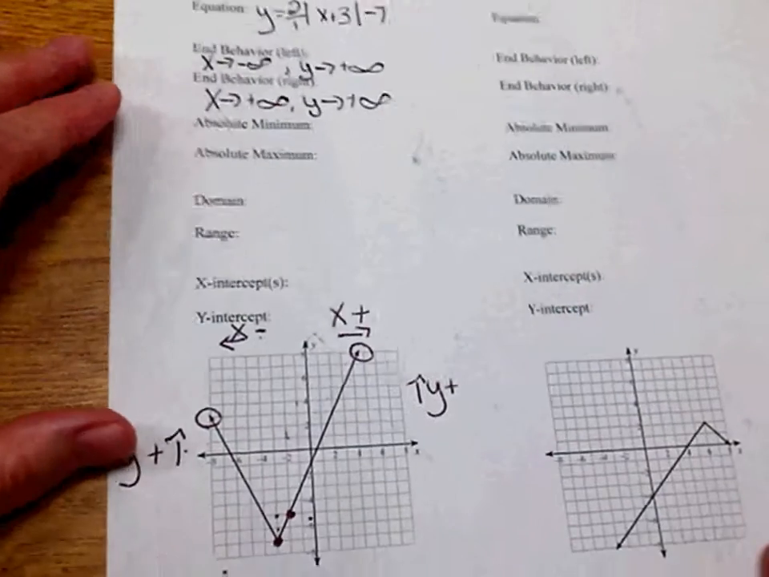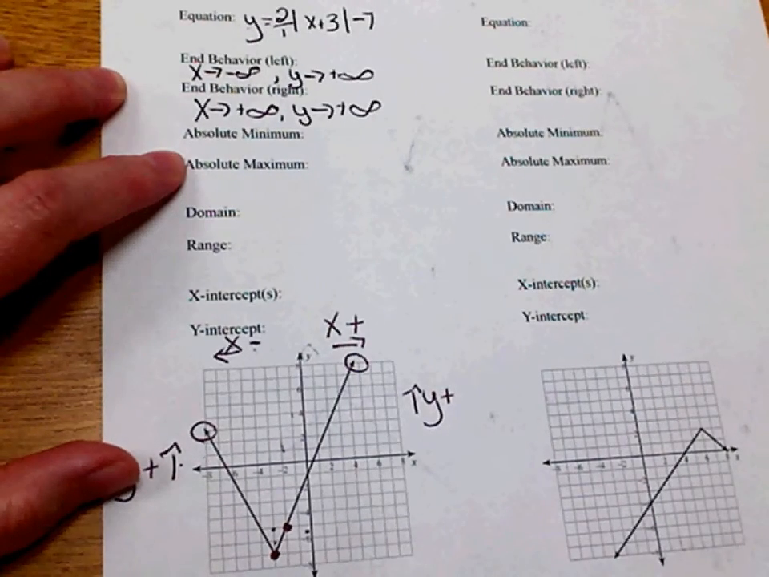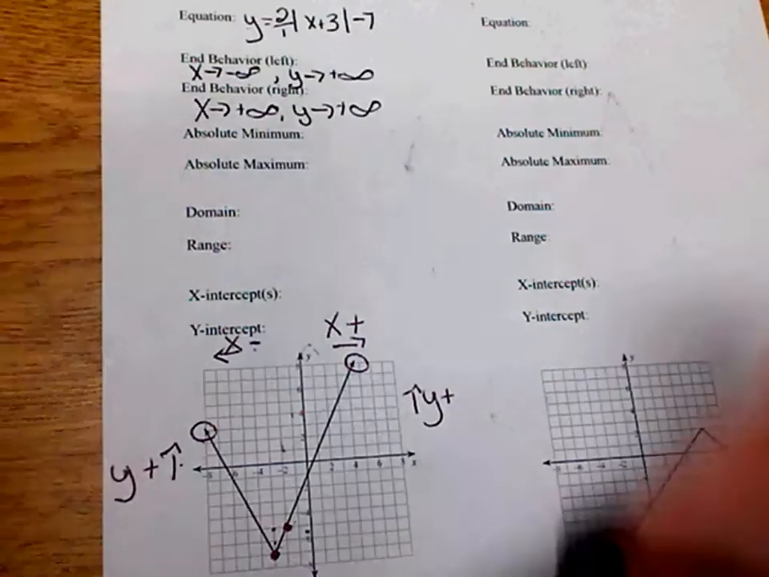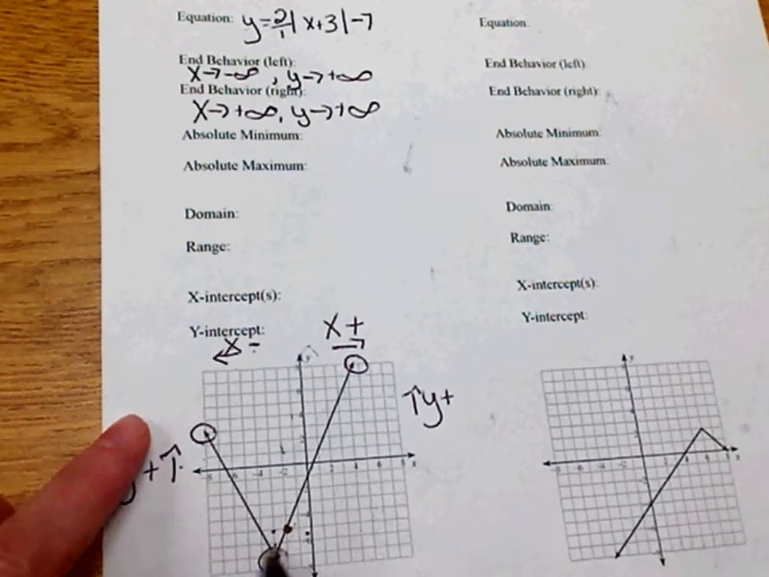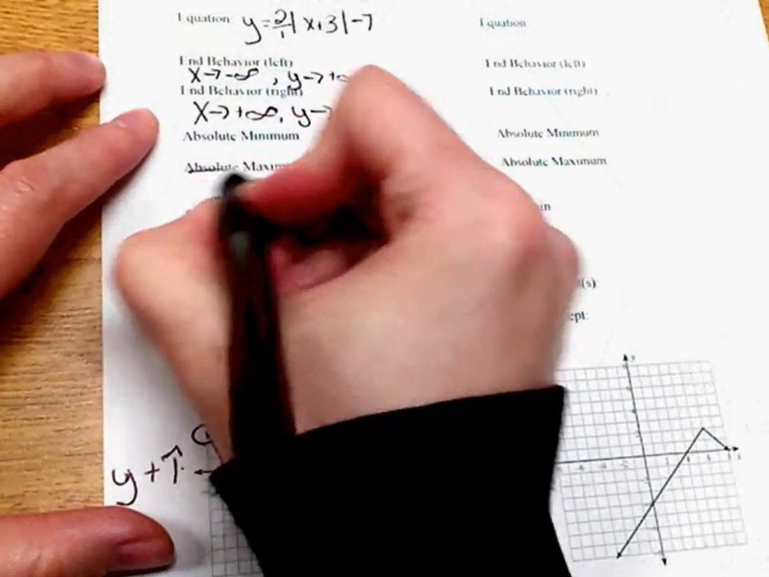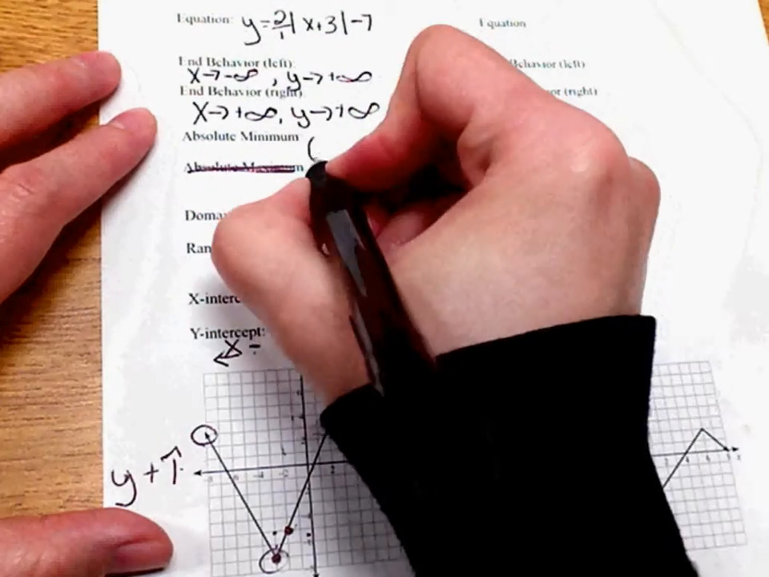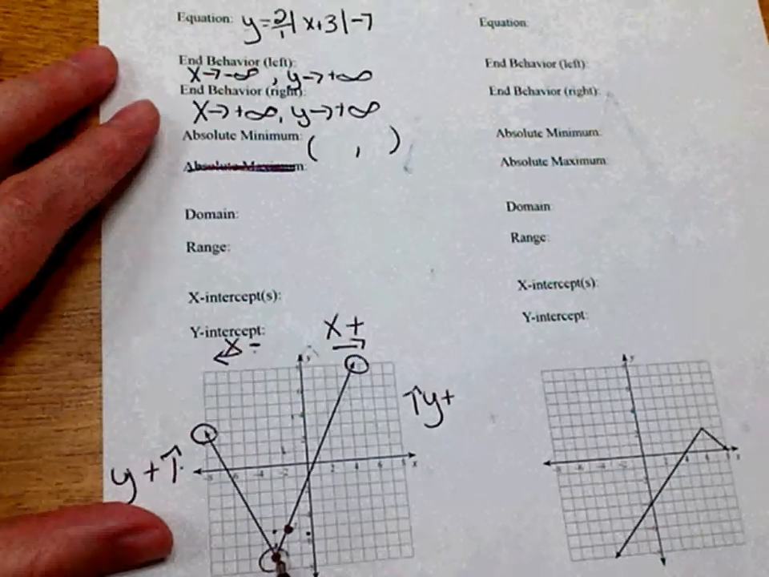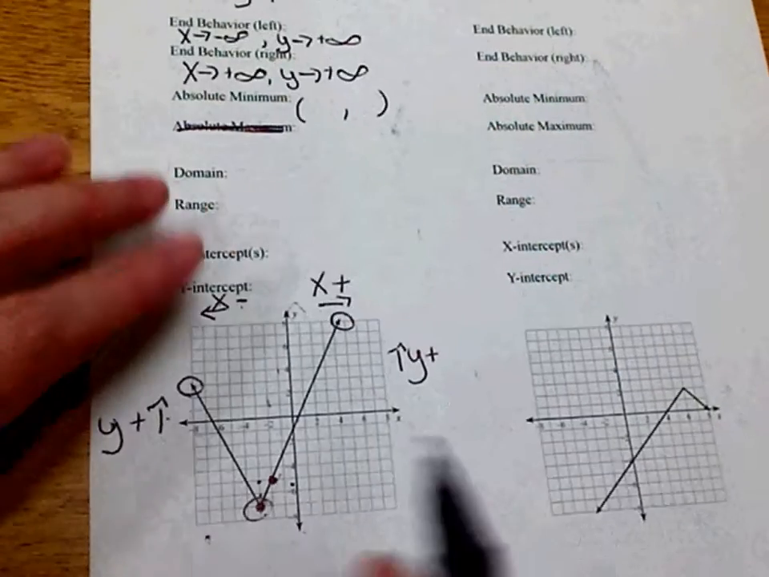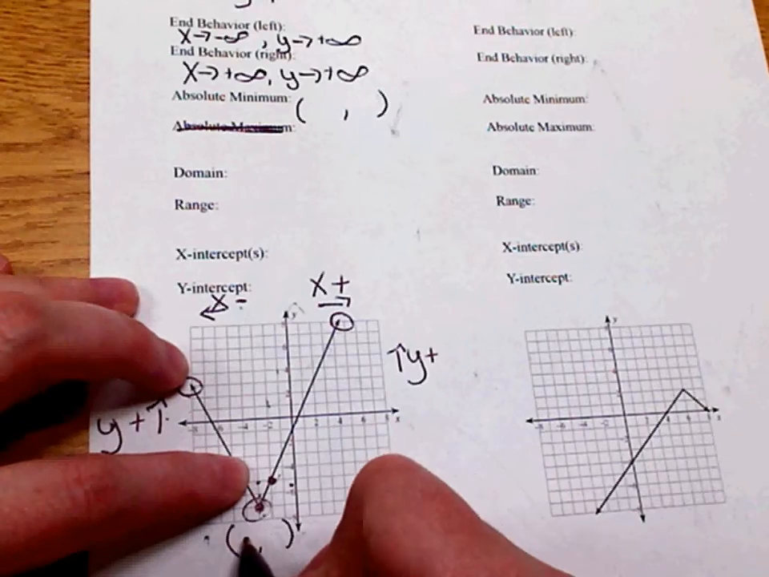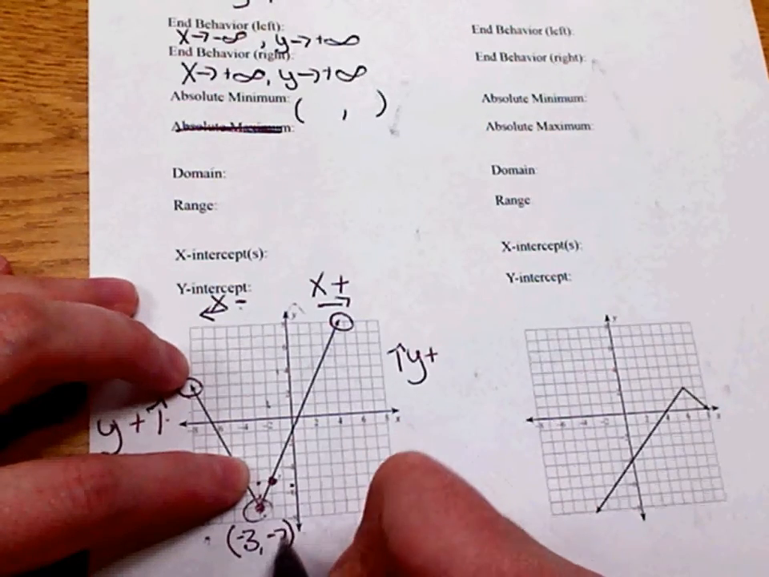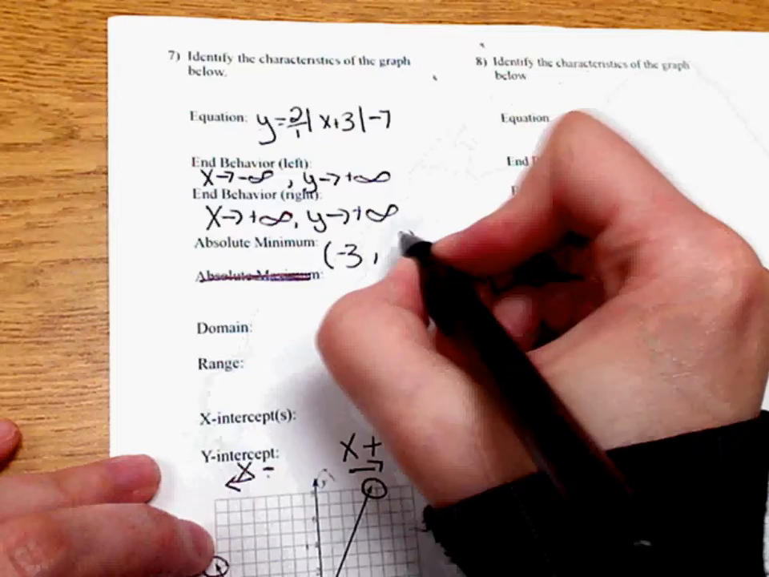Okay? So then our absolute minimum and maximum, well, this one here, we can tell you that it is a minimum because the very lowest point right here is a minimum. So we're going to cross off maximum, and we're just going to describe that point. Make sure you do it in x, comma, y format. So x is -3 and y is -7. So -3, comma, -7.